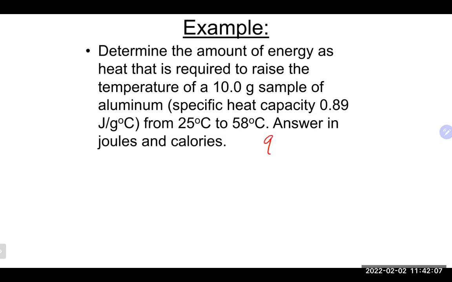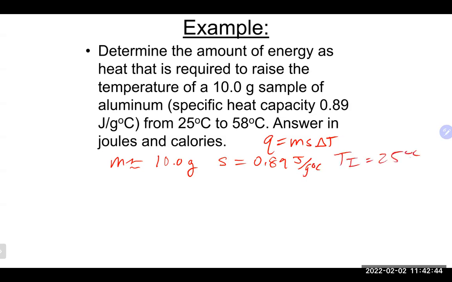So we want to use our formula of Q is equal to m s delta T. By the way, I use s. Sometimes some books will use c instead of s for specific heat. Some books might use SH as well. So most books will use s, but some books will use maybe a c sometimes to represent specific heat capacity. If we just pull out the information, obviously our mass here is 10 grams. We have our specific heat capacity, which is 0.89 joules per gram per degree Celsius. Our initial temperature is 25 degrees Celsius, and our final temperature is 58 degrees Celsius.